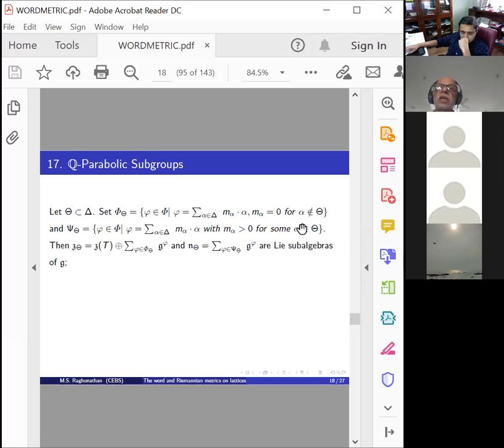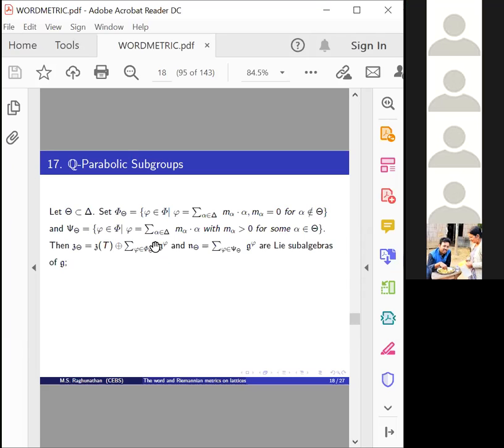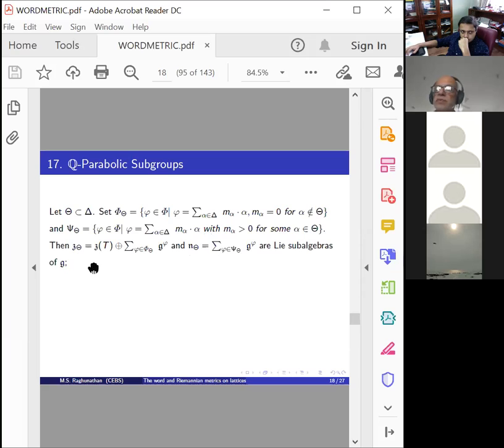And then you can form the Lie algebra, which is the centralizer of T with these things added on, namely g_phi, for phi in the span of theta. This is a Lie subalgebra, and so also is n_theta, which is the sum of all the g_phi for phi in the roots not in the span of theta. Moreover, the corresponding subgroups Z_theta and N_theta are Q-algebraic subgroups of G.